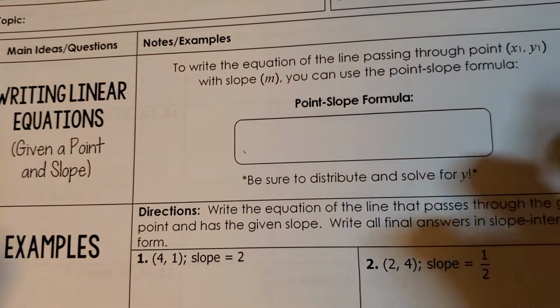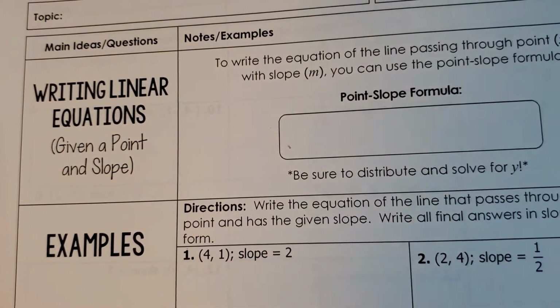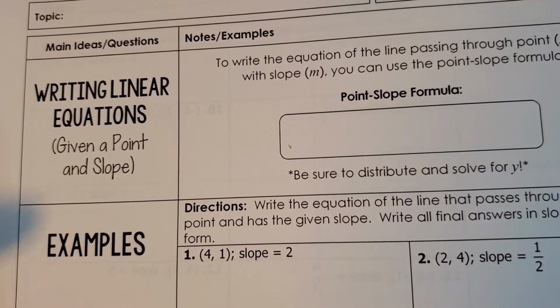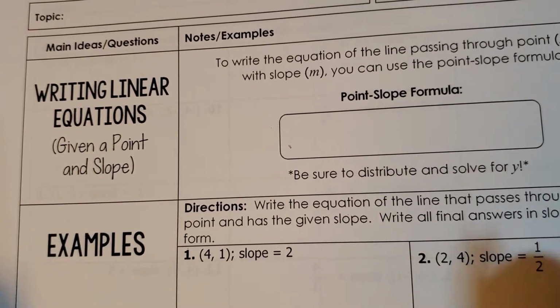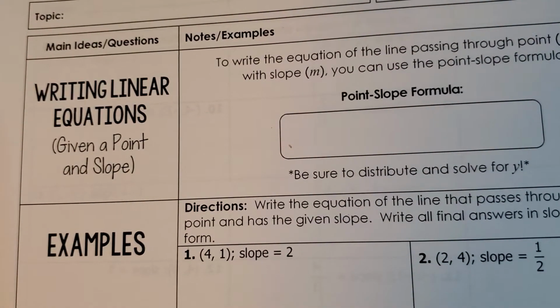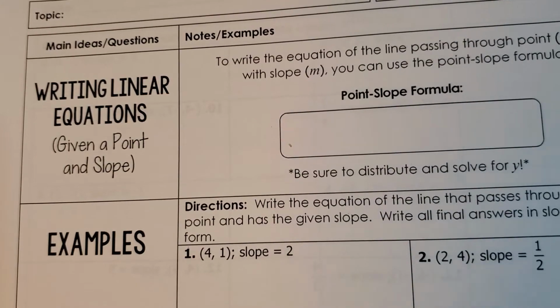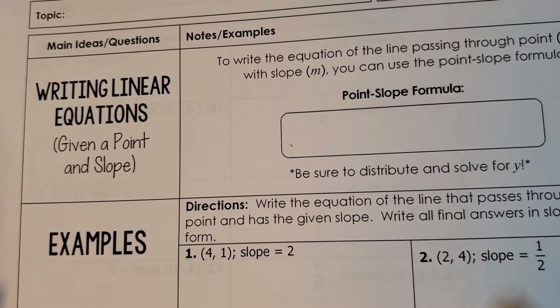We are talking about now writing the linear equations when we're given certain information. And in this case, it's when we're given a point and a slope. To write the equation of a line passing through the point x1, y1, so any point, and given the slope, you can use something called the point-slope formula, right?